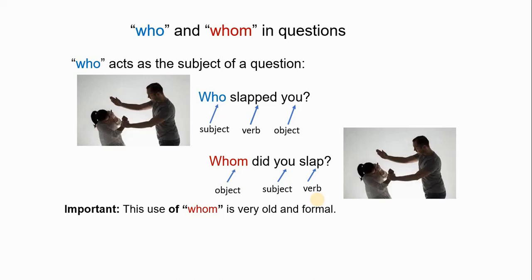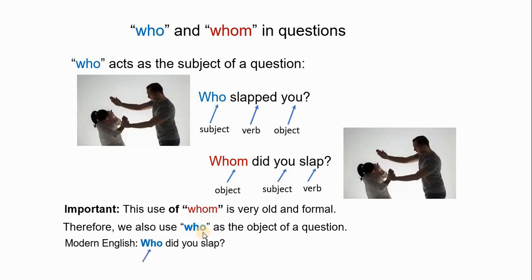Alright? But remember what I said at the beginning of the lesson. Important. The use of whom is very old and formal. It's not very common. So, what do we do? Well, we also use who. We also use who as the object of a question. So, we replace whom with who. So, in modern English, we say, who did you slap?